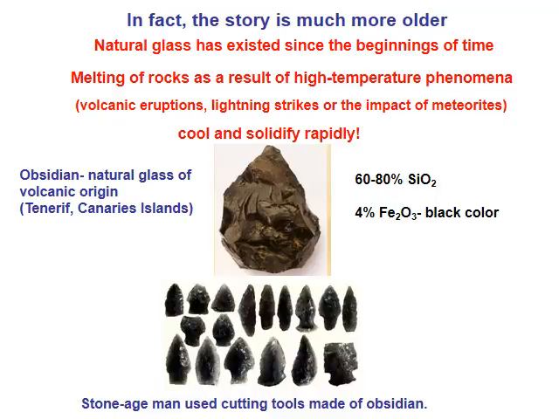In fact, the story is much older. Natural glasses have existed since the beginnings of time. Melting of rocks as a result of high-temperature phenomena, volcanic eruptions, lightning strikes, or the impact of meteorites, cool and solidify rapidly. Obsidians are natural glasses of volcanic origin. Stone Age men used cutting tools made of obsidians. They are black because of the iron content.